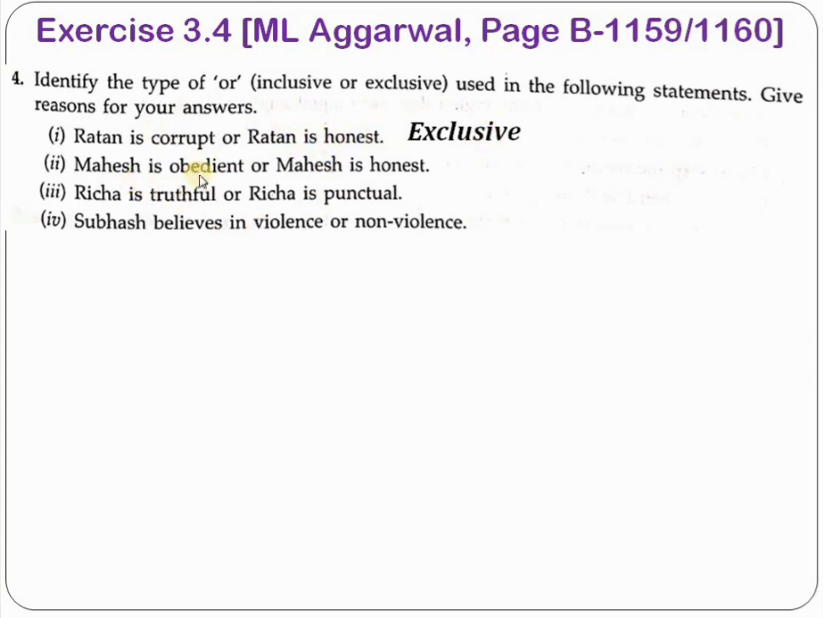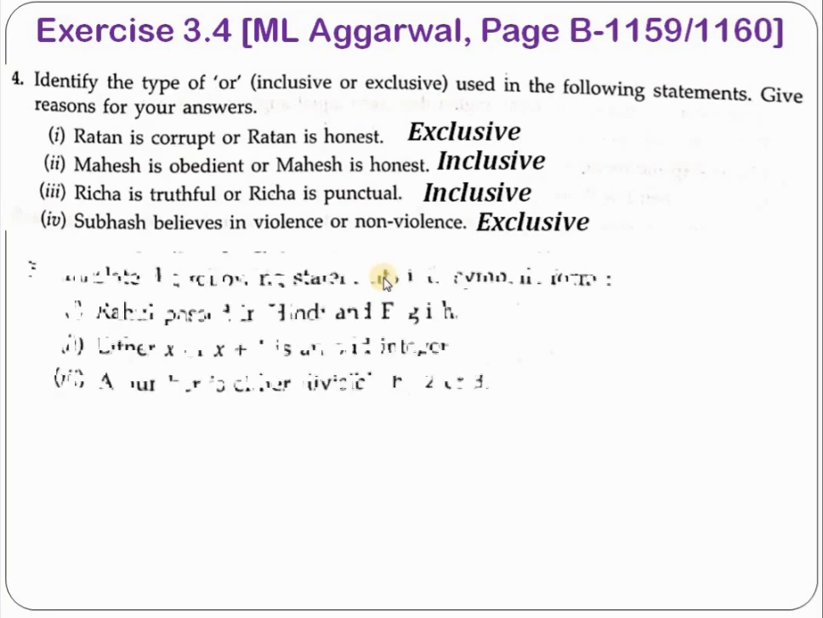Mahesh is obedient or Mahesh is honest. Mahesh can be obedient and honest at the same time, so that's why this is inclusive. Richa is truthful or Richa is punctual. Both can happen at the same time, so this is also inclusive. The last part is Subhash believes in violence or non-violence. Both of these cannot happen at the same time, so that's why this is exclusive or. Okay, let's see the next question.